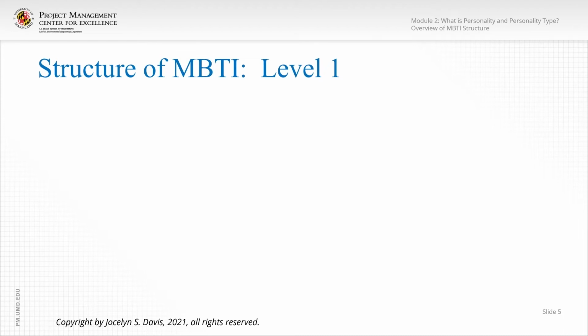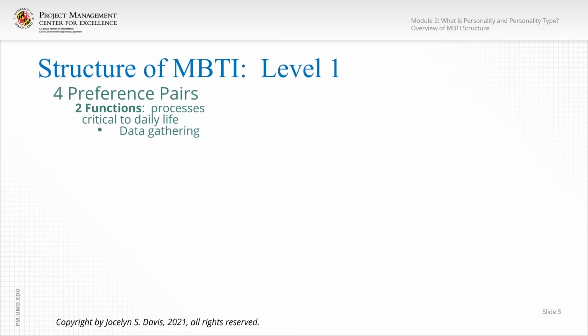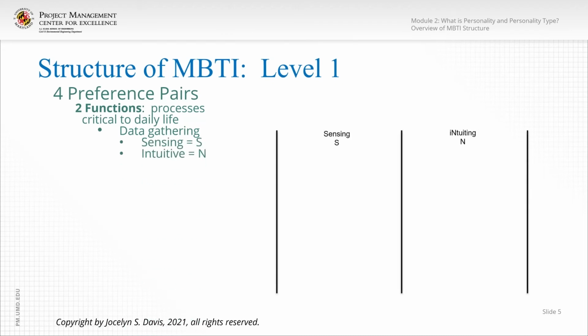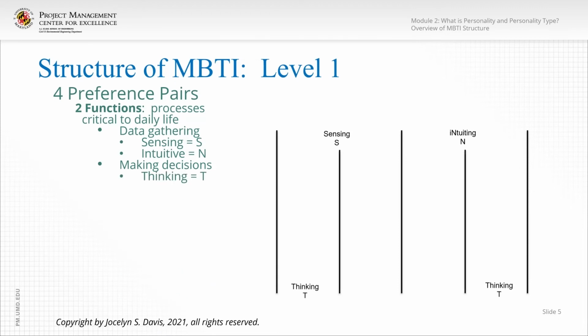So Myers-Briggs is structured at the first level into 16 types, and it's defined by 4 preference pairs. There are 2 preference pairs that deal with functions that are processes that are critical to your daily life. One is data gathering, and you're either an S for sensing or an N for intuitive, and making decisions, where you're either a T for thinking or an F for feeling.